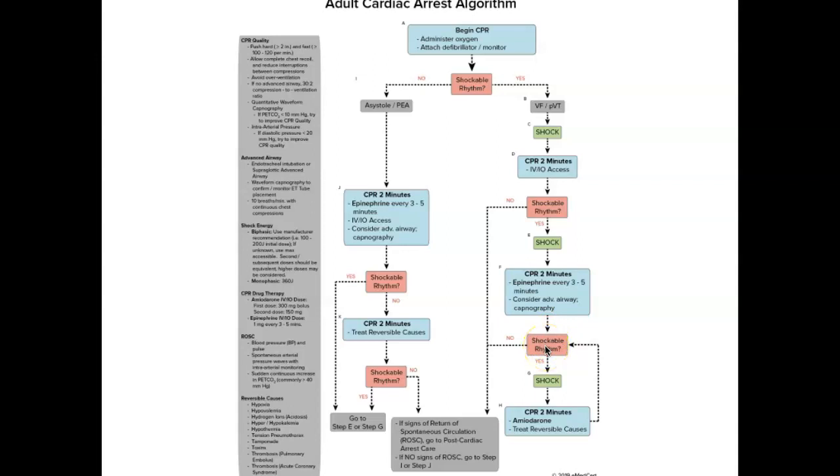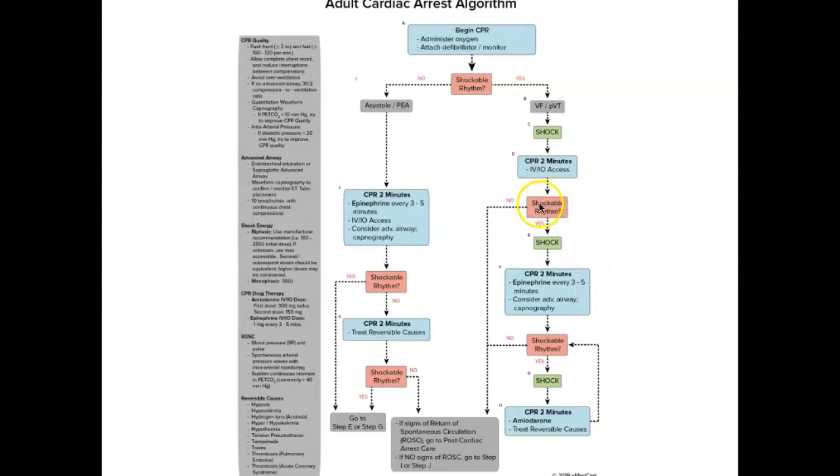Again, you're looking at the rhythm. Is it a shockable rhythm? Yes, you're going to shock the patient. 2 more minutes of CPR, and then you're going to start giving your other antidysrhythmic drugs. And this is going to keep going around and around and around.